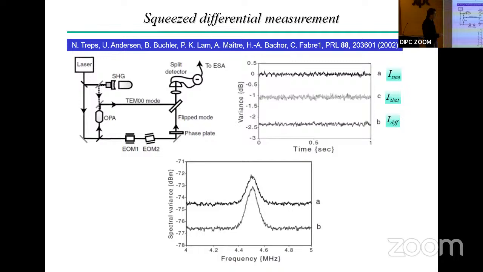And this is the demonstration. You see that this electro-optic modulator here is a bit tilted, okay? The reason is that they used it to produce an artificial fluctuation of the beam direction, and they measured this in the frequency domain. First, you send a coherent state. You see the modulation frequency signal is mounted on a background of something like minus 74.5 dBm. Then they used the squeezed state with the flipped mode here, and they saw the same signal but mounted on a lower background. So this is a demonstration of sensitivity gain by structuring the local oscillator.